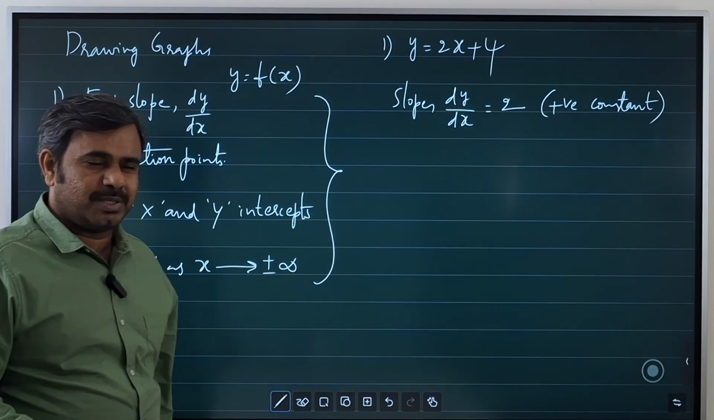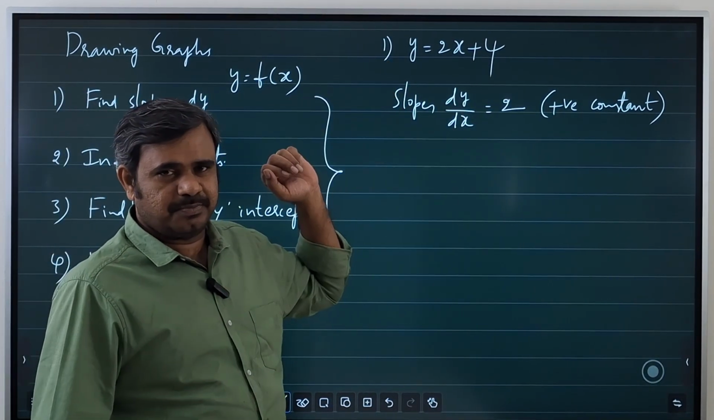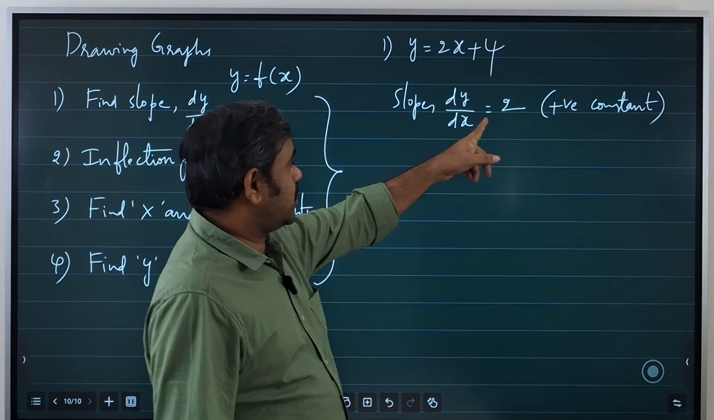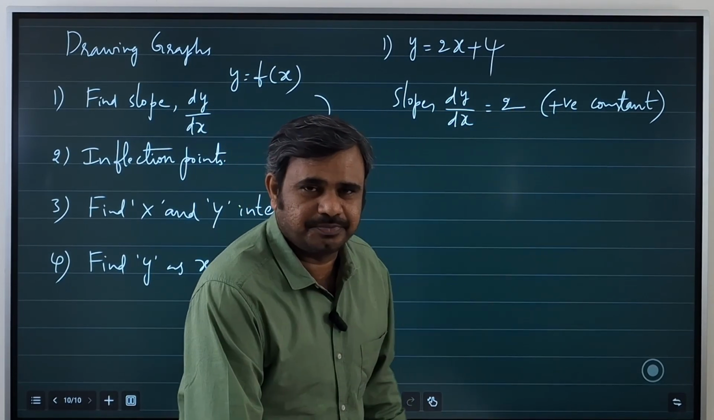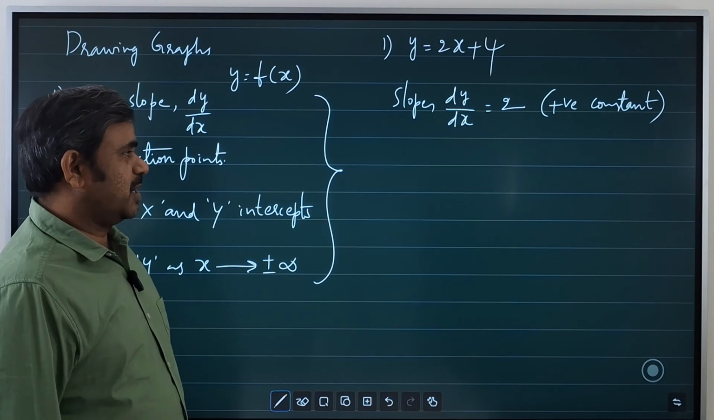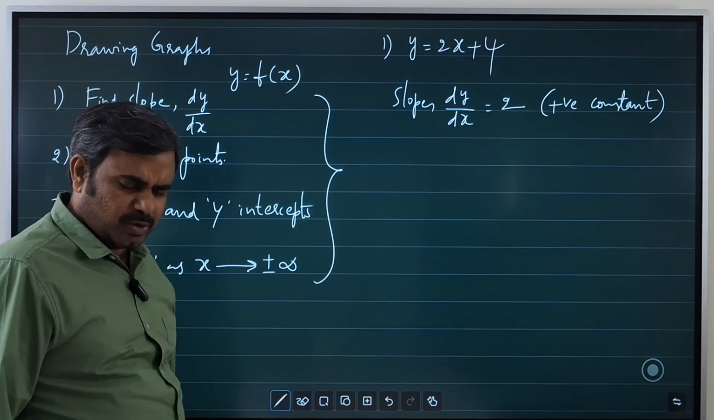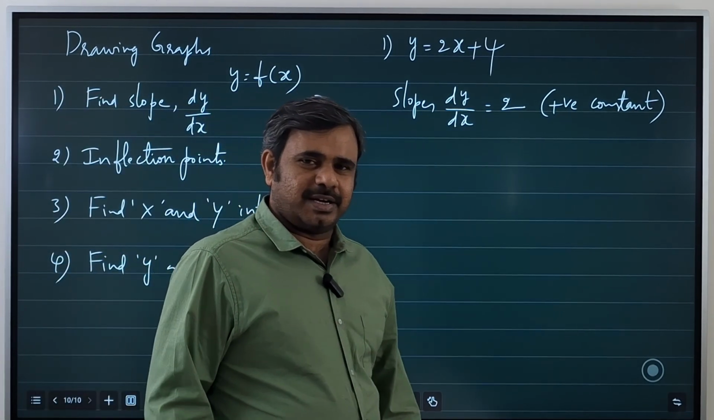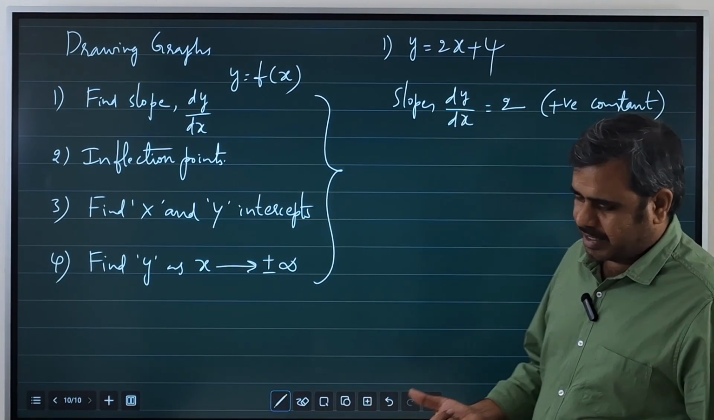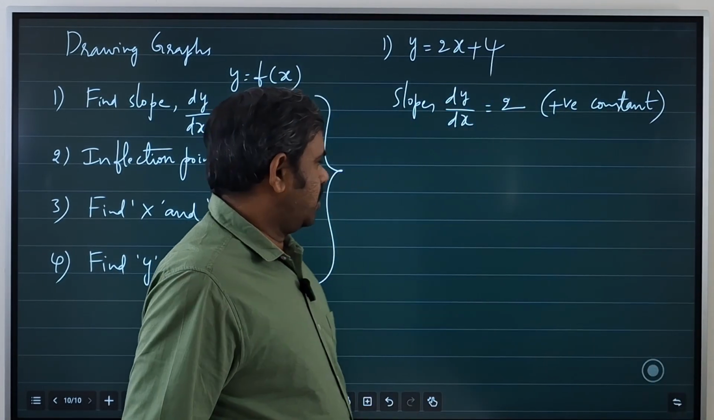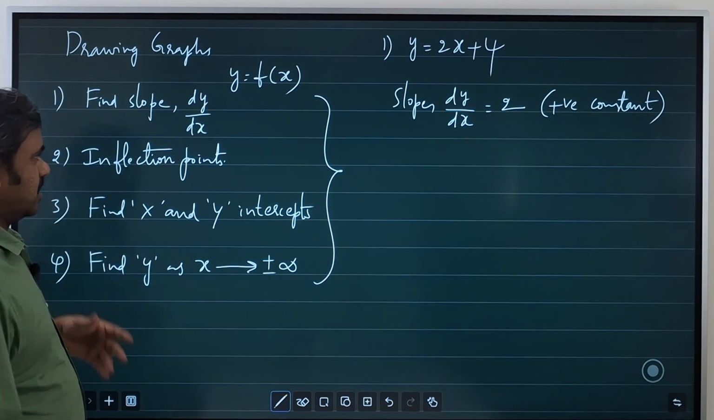Positive slope means y increases as x increases. But at what rate is y increasing as x is increasing? At a constant rate. At a uniform rate, y increases as x increases. If y increases at a constant rate, then the graph is a straight line. It's a straight line graph. Okay, passing through what points?